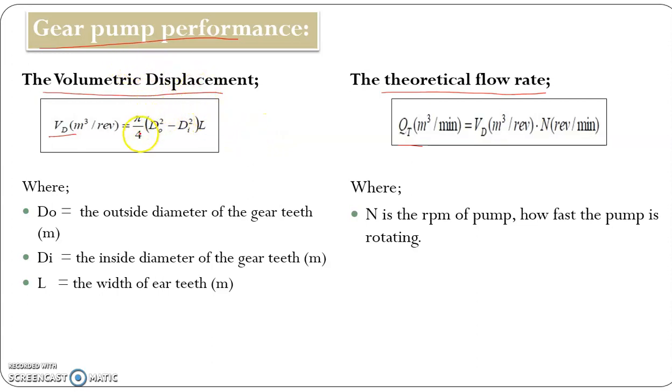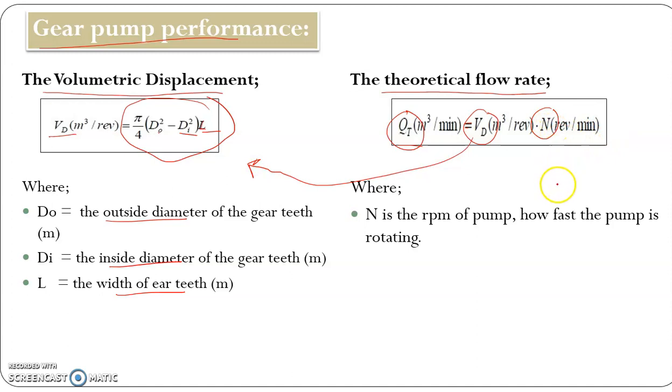The formula for the VD is pi over 4 times DO squared minus DI squared, times L. DO is the outside diameter, DI is the inside diameter, and L is the width of the gear. And then for the theoretical flow rate, QT equals VD times N, where VD is this one and N is the rotational speed. The unit for the QT is cubic meter per minute.